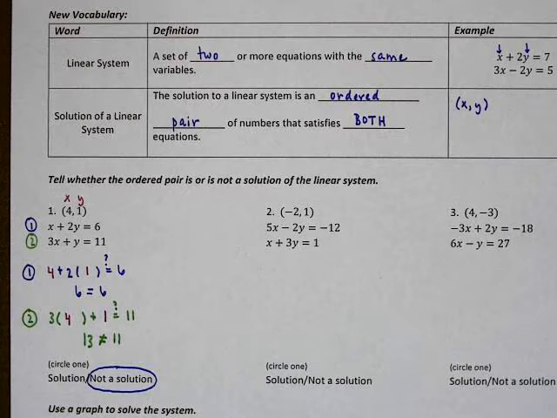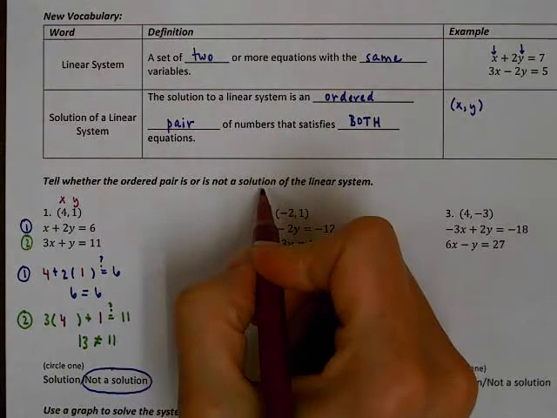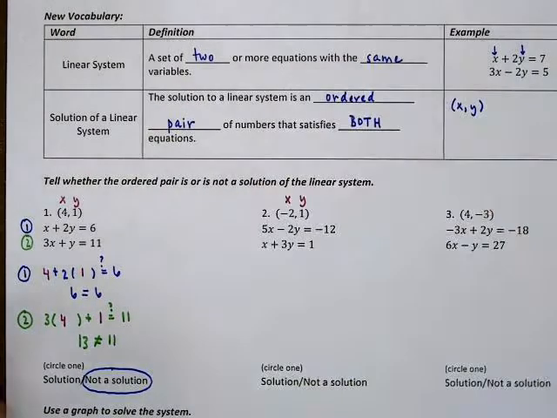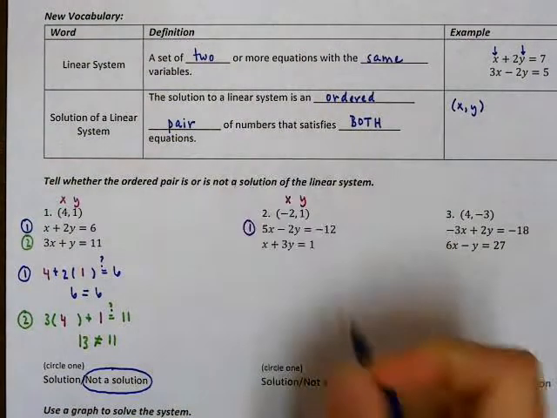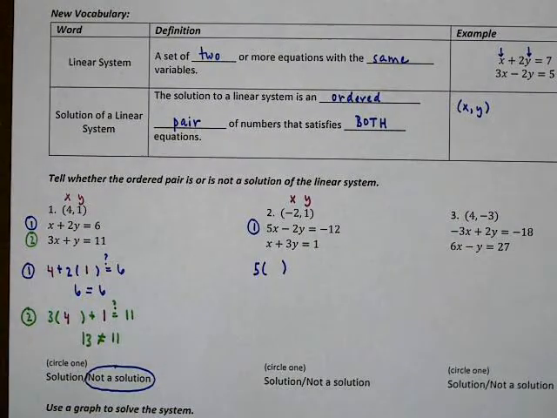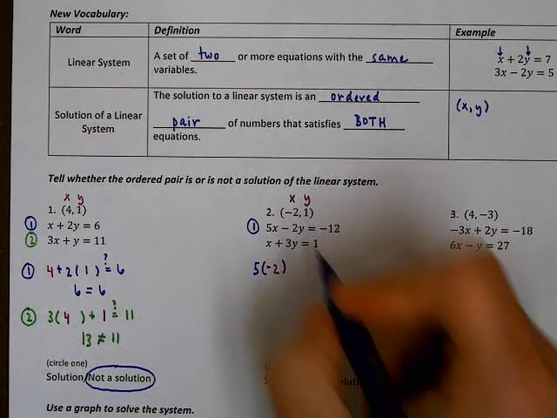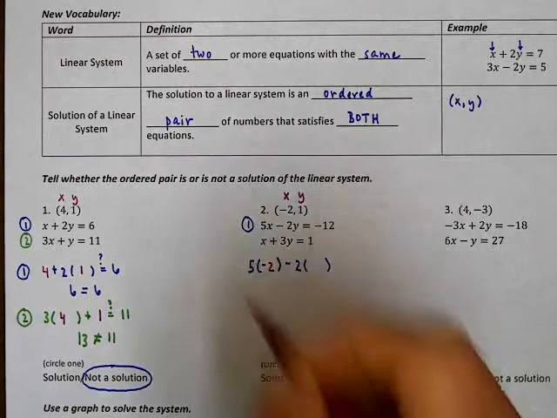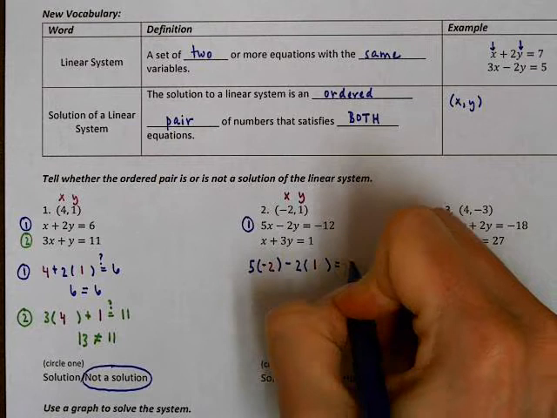We'll just try one more example. So the same idea here. If it's a solution, it has to make both equations true. So I have my x and y coordinate. First, we're going to test it with equation 1. So I have 5 times, in this case, my x is negative 2. Then I have minus 2 times, well my y coordinate is 1, and I'm checking if that equals negative 12.